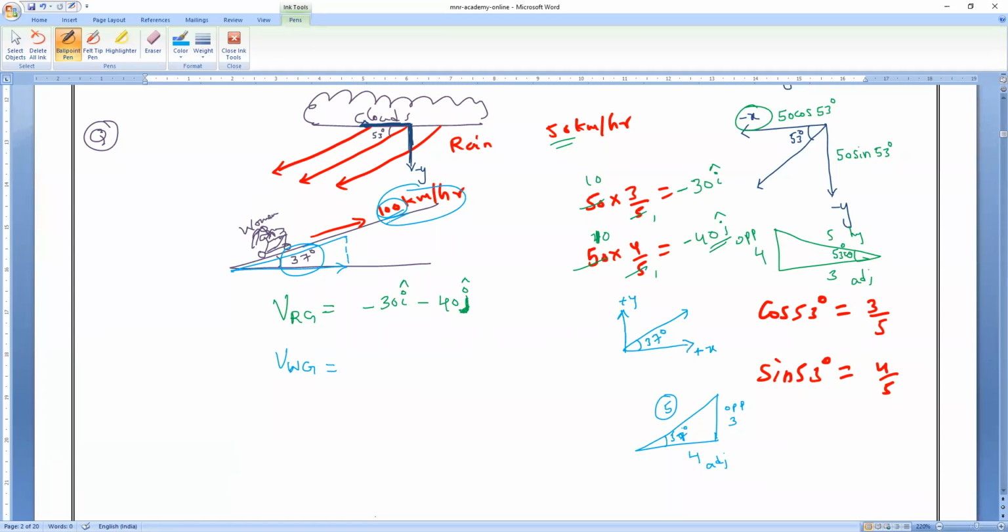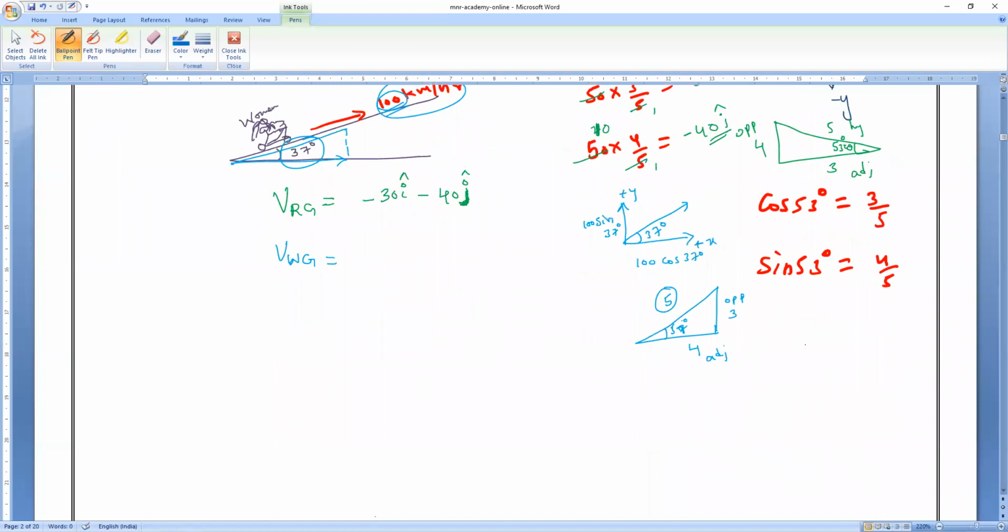The force is 100. So 100 means what will come here? 100 into cos 37 degrees, and opposite here 100 into sin 37 degrees. So find those values, everybody. First cos 37, how much? We have solved it: 4 by 5. Sin 37 is 3 by 5. Clear? 3 by 5.